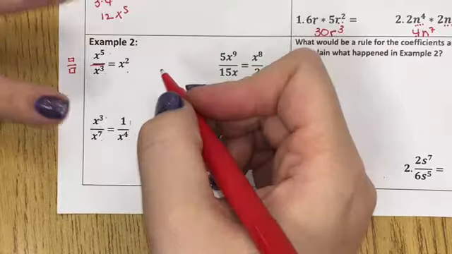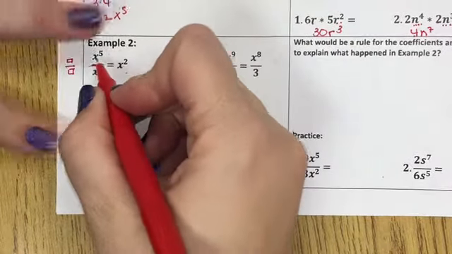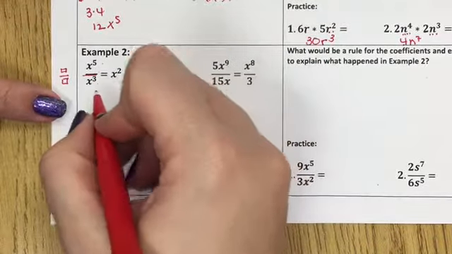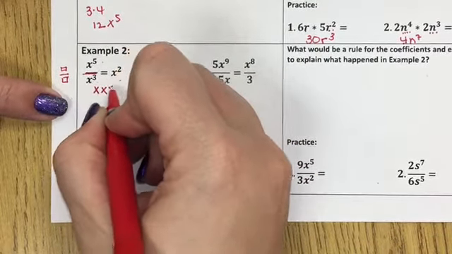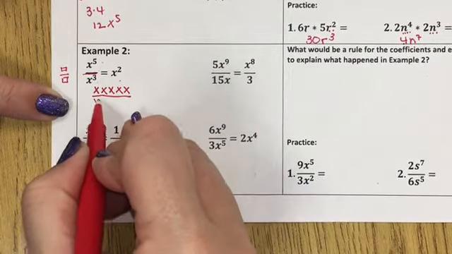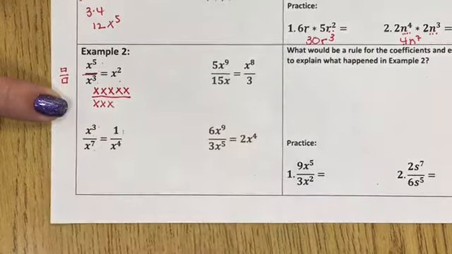All right, so let's talk about these. On top, we're going to expand just like we did over here. If I have x to the 5th, that means I've got 5 x's being multiplied on the top. On the bottom, you've got x to the 3rd, which means we've got 3 x's being multiplied.